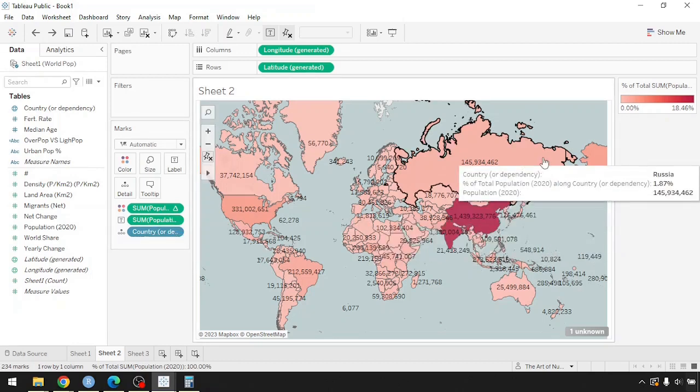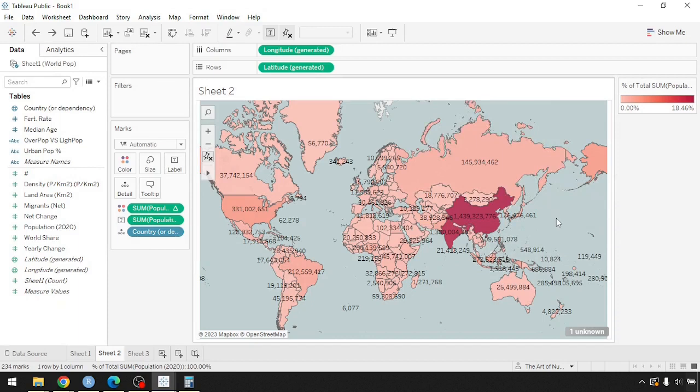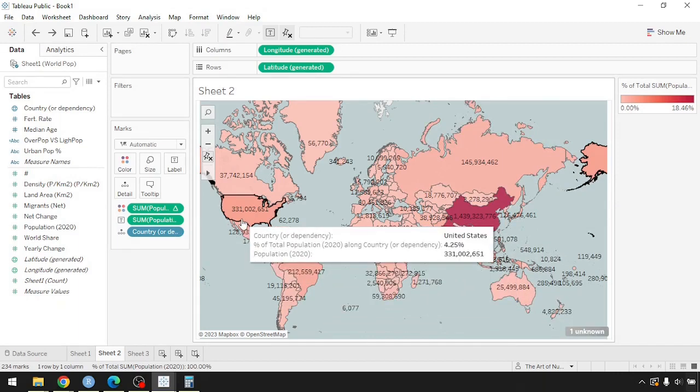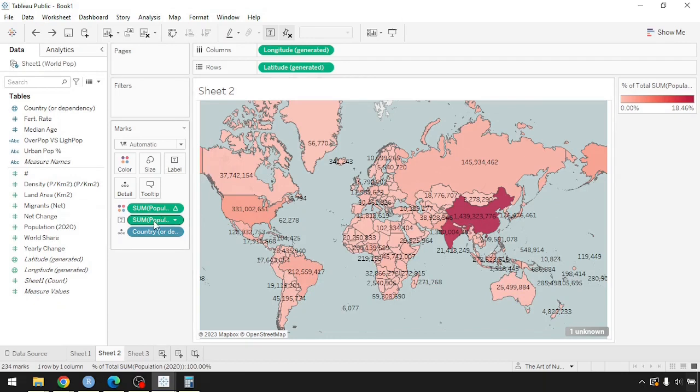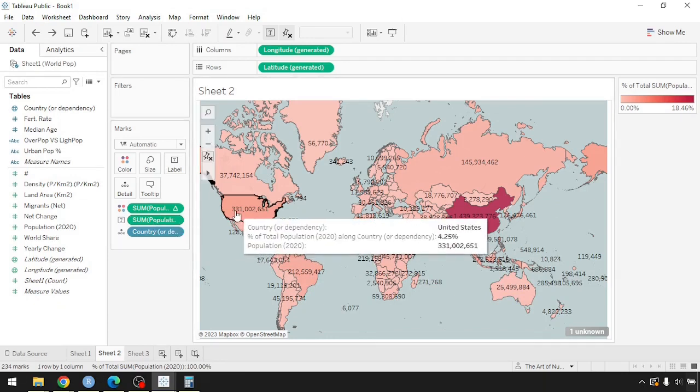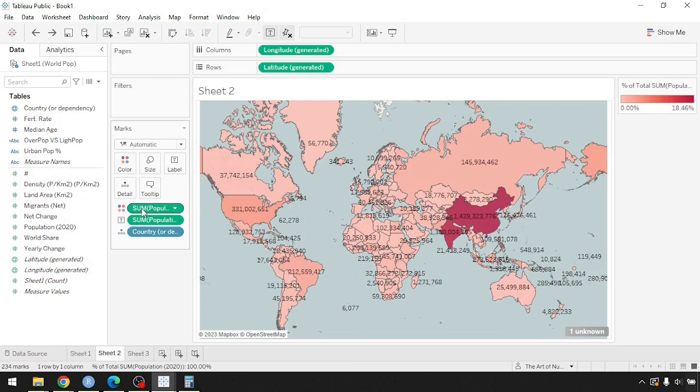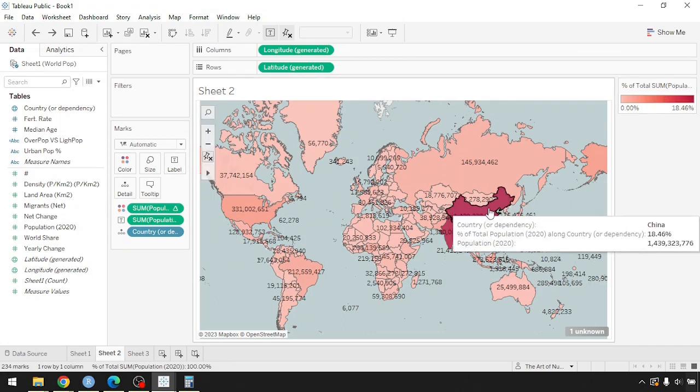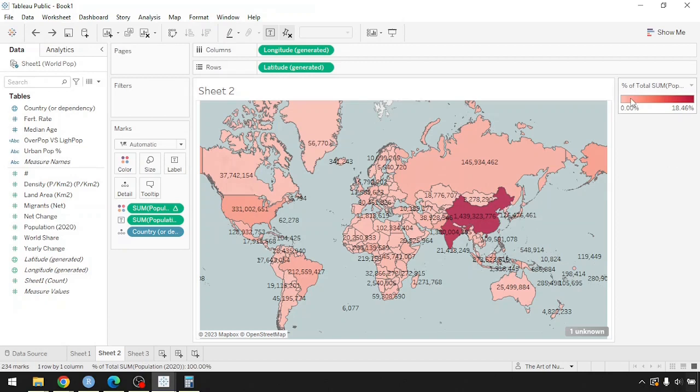As you can see, this is a map visualization of the world population. On the labels I have the sum of population aggregated for each of the countries, and the color measurement is also the sum of population. The color coding works in a way that the darker the red color is, the more populous the country is, and the lighter the color is, the least populous that country is.